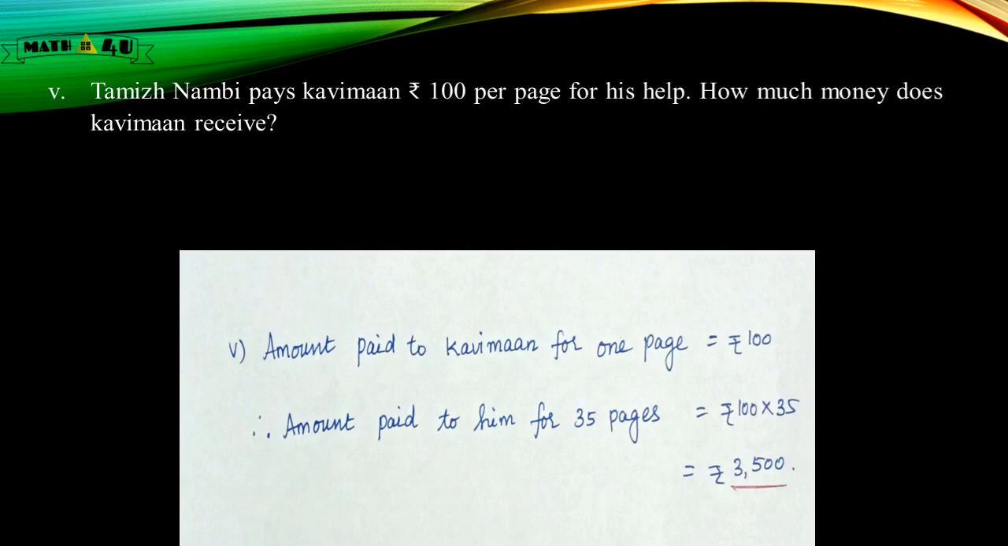Tamil Nambi pays Kaviman rupees 100 per page for his help. How much money does Kaviman receive? Amount paid to Kaviman for one page is equal to rupees 100. Therefore, amount paid to him for 35 pages will be equal to rupees 100 into 35. That is equal to rupees 3,500.